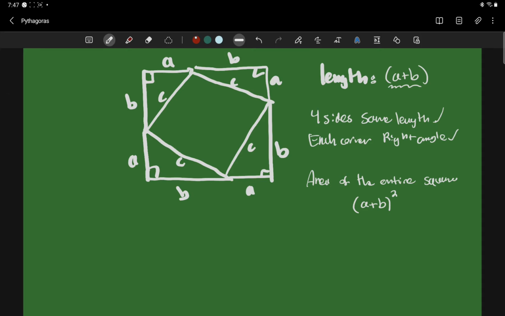The other thing you may have noticed is that there's another shape in here. There's this shape in the middle. You may look at that and say, well, my drawing obviously isn't perfect, but that definitely also looks like a square. And again, it is a square, but we have to show that it is.